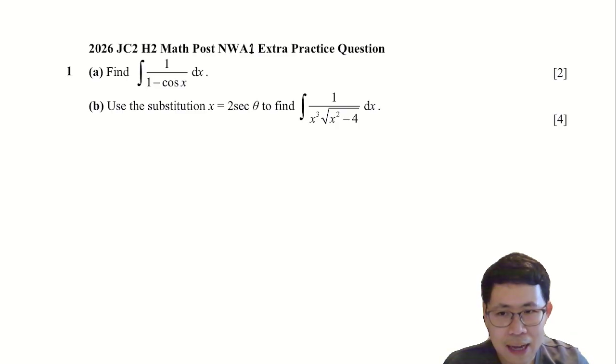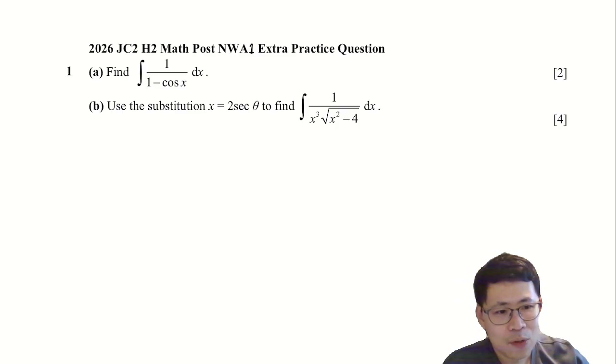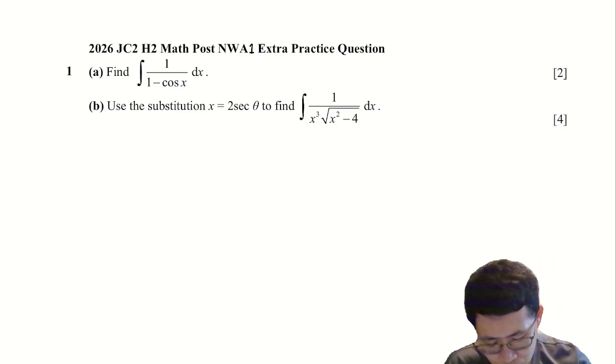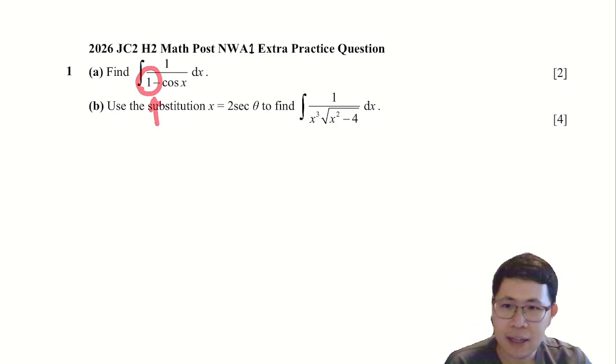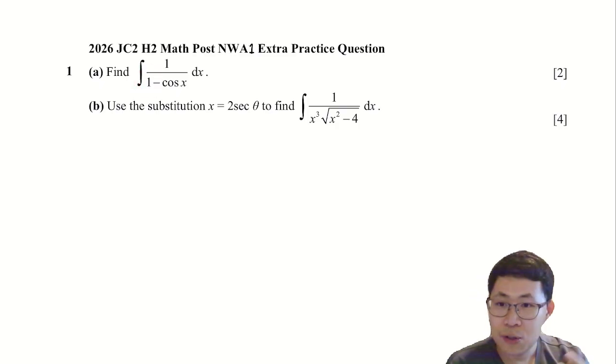Question 1, we are tasked to find this thing over here, 1 over 1 minus cos. For this one, generally we would like to make the integral a very simple trigo function. What do I mean by this? We observe that there is a 1 over here, right? So we will want to try our best to get rid of this 1 so that we can get a single trigonometric term. Okay, so how do we do so would be like this.